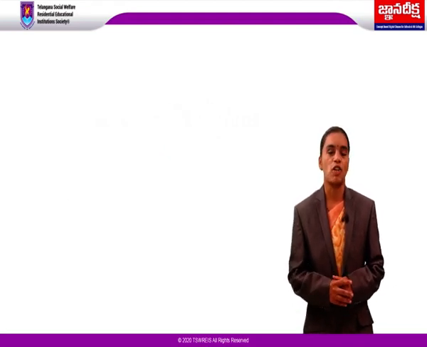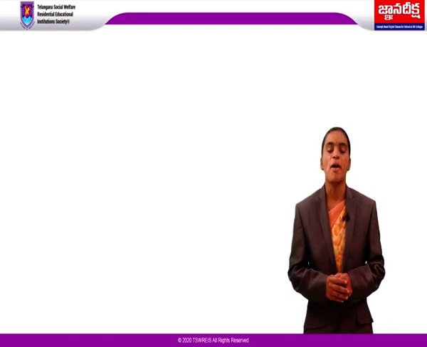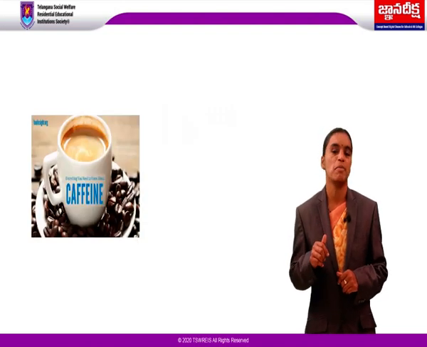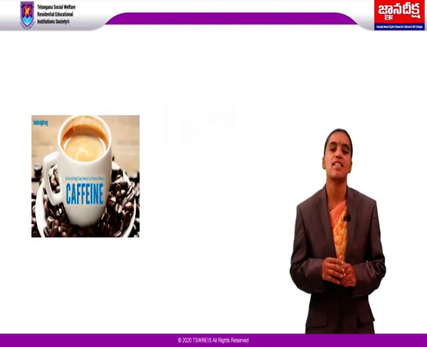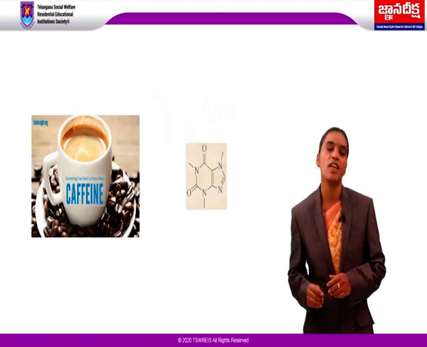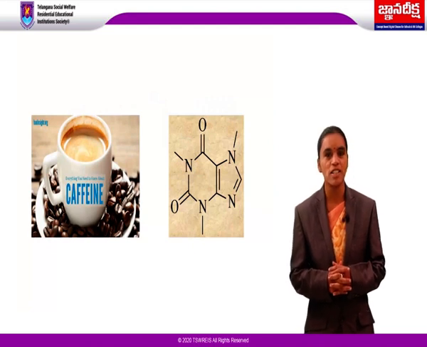Before entering into the topic, I would like to discuss some common things in our daily life. Many of us are habituated to take a cup of coffee in the morning because it can activate our central nervous system due to the presence of caffeine in the coffee. Do you know what caffeine is and which category it comes under in chemistry?